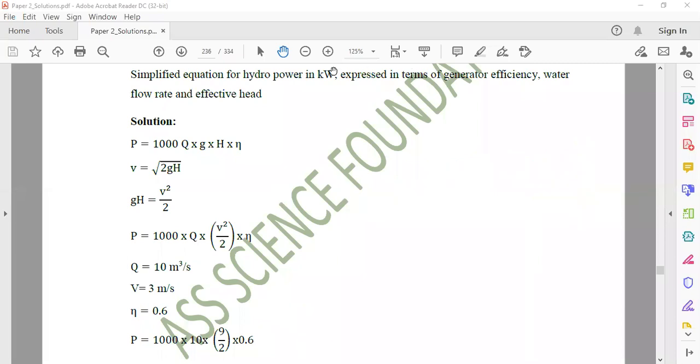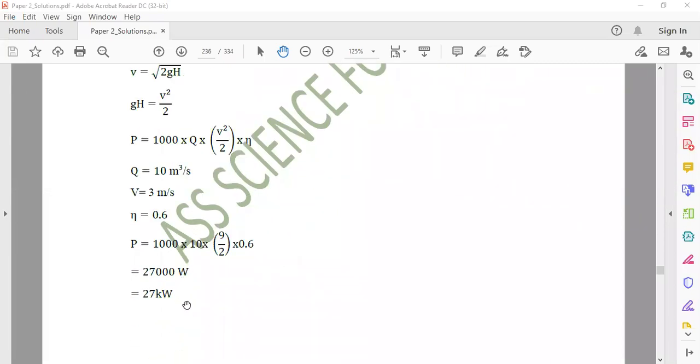This comes out to be 27,000 watt, which can further be converted into kilowatt. So the final answer for power is 27 kilowatt, which is the correct answer. The only trick here is how you calculate the effective head. Is it clear to everyone? Anyone having any doubt in this?